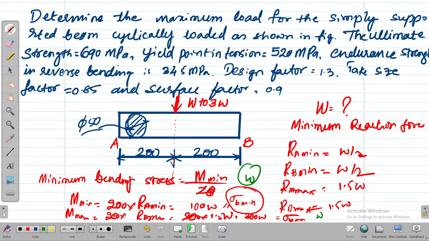Next, you find out the mean bending stress and the amplitude bending stress. Then all parameters are given here. In this case, you need to take the fatigue stress concentration factor Kf equal to 1, because the component does not have any irregularities. So now, considering all those things, you just calculate and provide the value. What is the value of W?